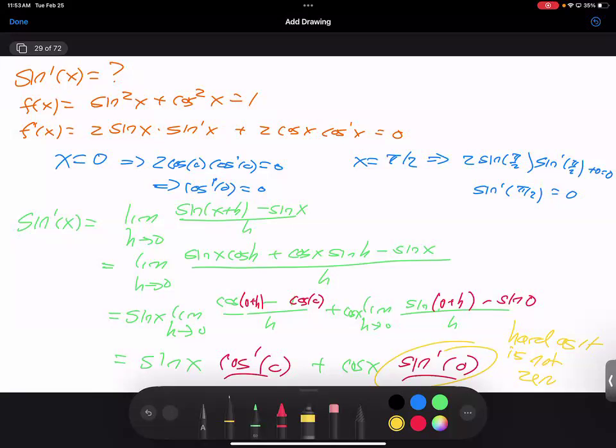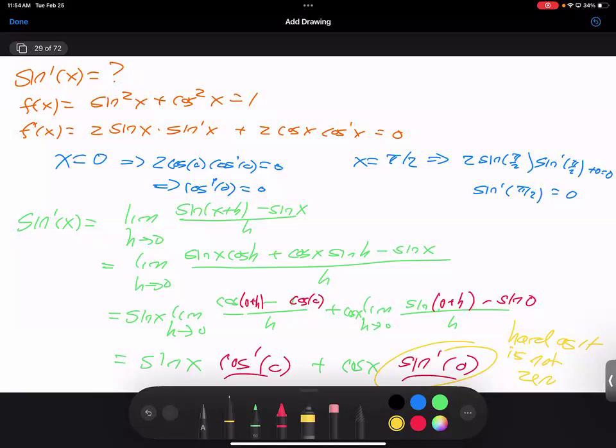If you have a non-zero number, what's the nicest non-zero number you could have? 1. And that's why we use radians. This is another reason for radians. If we work in radians, sine prime of 0 becomes 1. Cosine prime of 0, we've already established that that equals 0. Everything in trigonometry comes down to, can you calculate sine prime of 0? I'm sorry, the sine prime of 0 is 1.